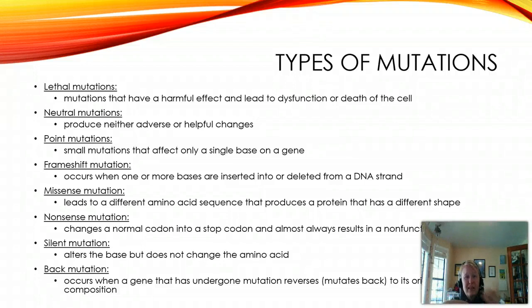What I would suggest is to consider a Venn diagram or a chart to help you really sort out these terms, to make sure you have a good handle on these different types of mutations, because since they can all be in one or more categories, it gets a little confusing.